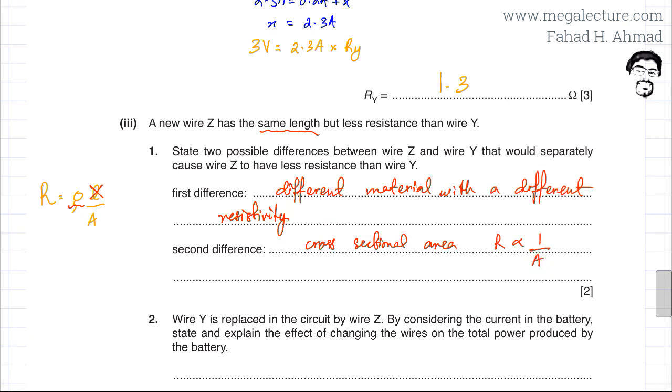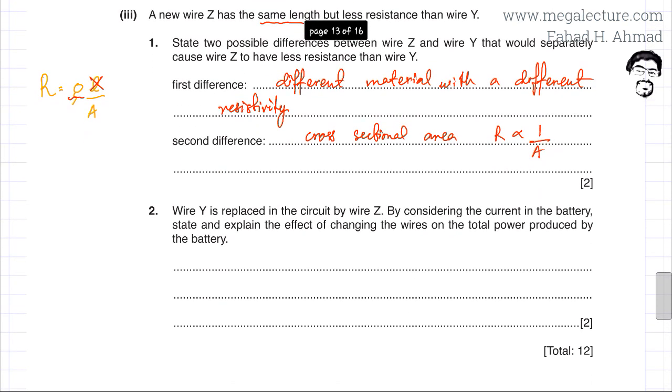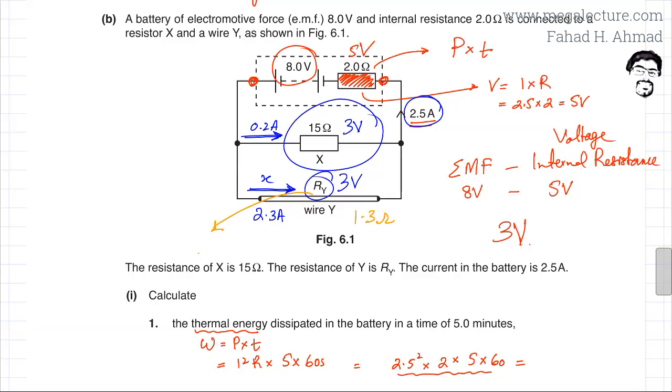In the next part of the question, you have part 2. You're given wire Y is now replaced in the circuit by wire Z. By considering the current in the battery, state and explain the effect of changing the wires on the total power produced by the battery. Now I've gone back to the circuit, and the wire Y is now replaced by another wire which is called Z.